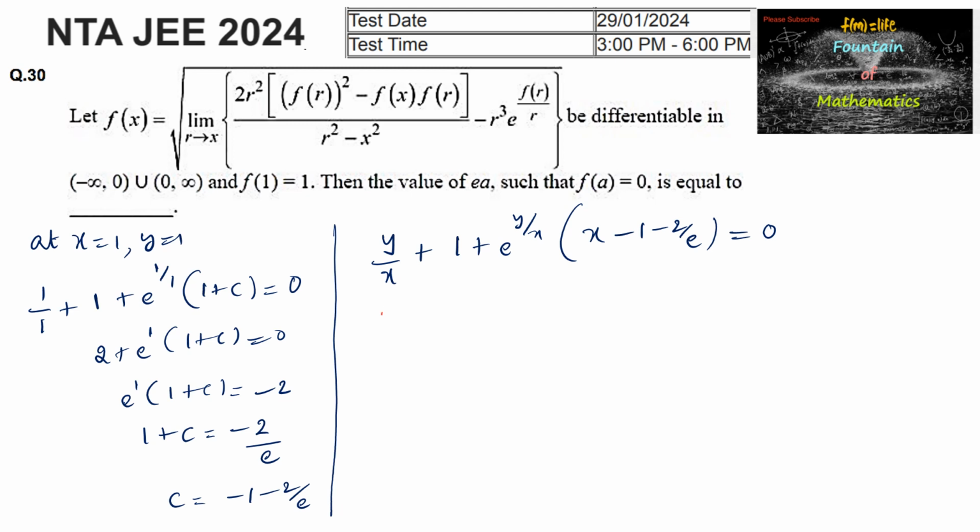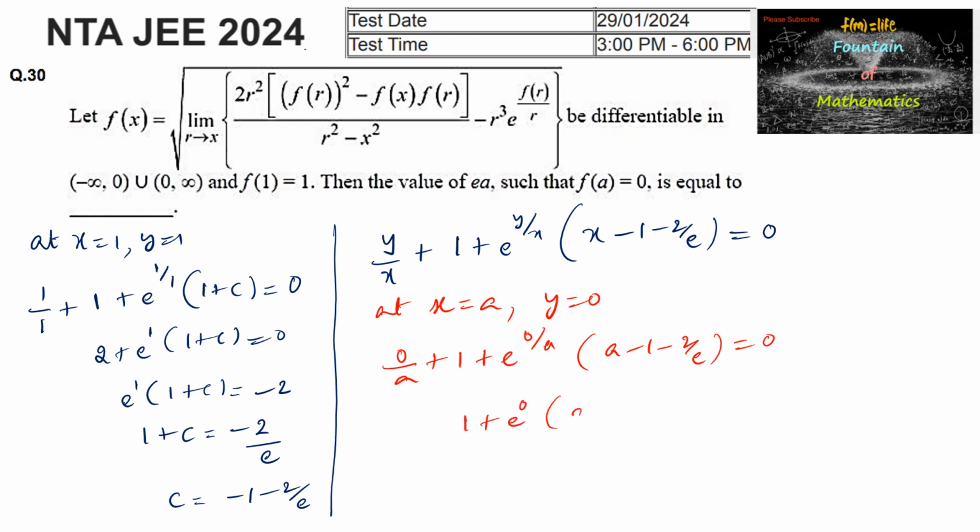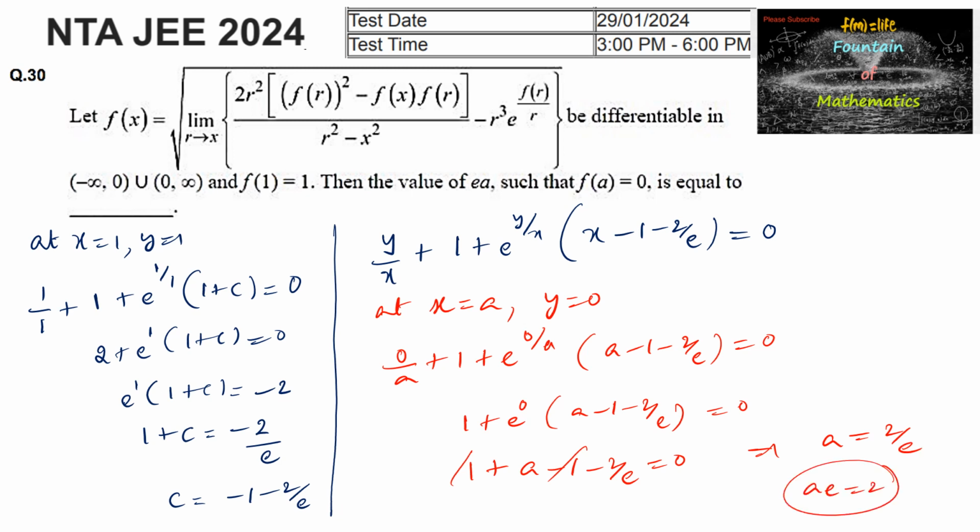Now at x is equal to a, y is equal to 0. So let us substitute: 0 upon a plus 1 plus e to the power 0 upon a into a minus 1 minus 2 upon e is equal to 0. So we can add 1 plus e power 0 is 1 times a minus 1 minus 2 upon e is equal to 0, so 1 plus a minus 1 minus 2 upon e is equal to 0, or we can simplify here a is equal to 2 upon e, or ae is equal to 2. So the value of ae is 2. So 2 is the answer.